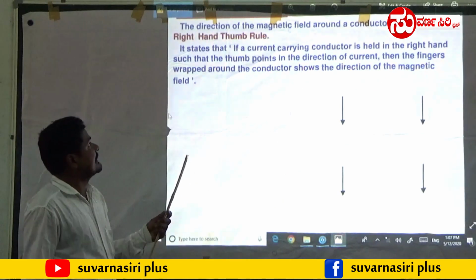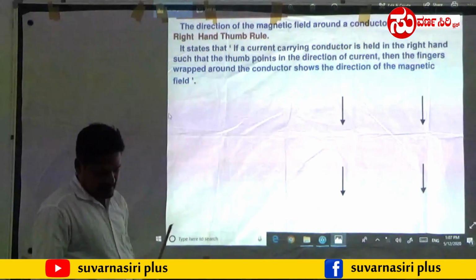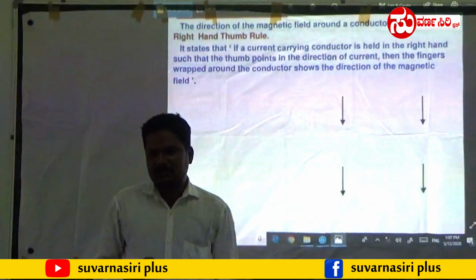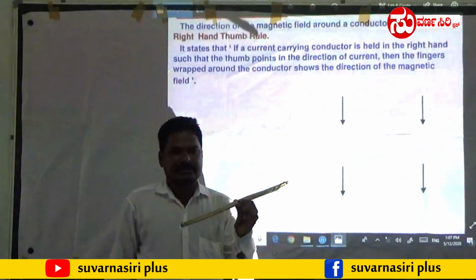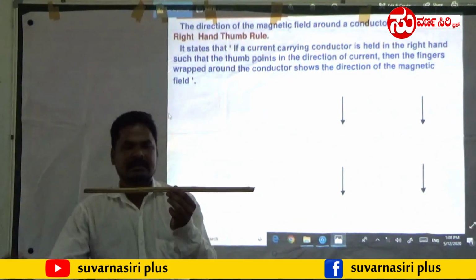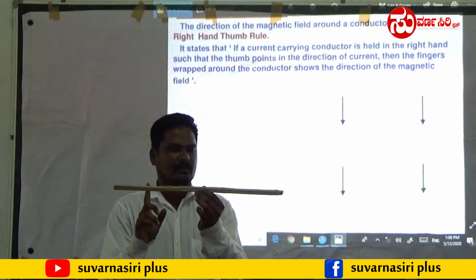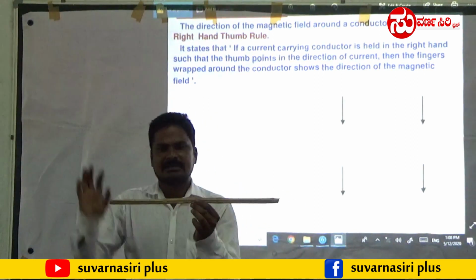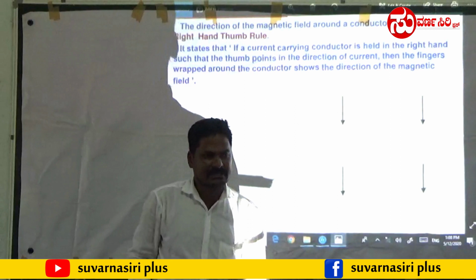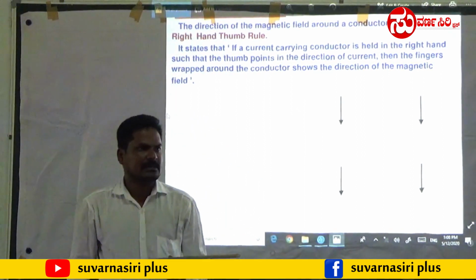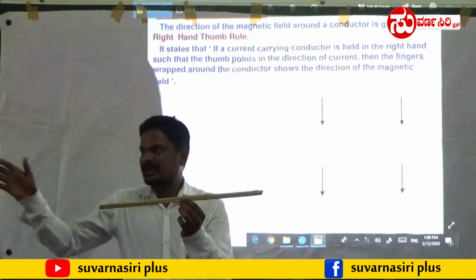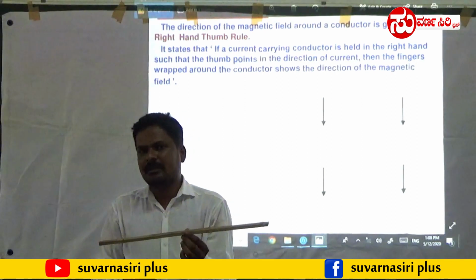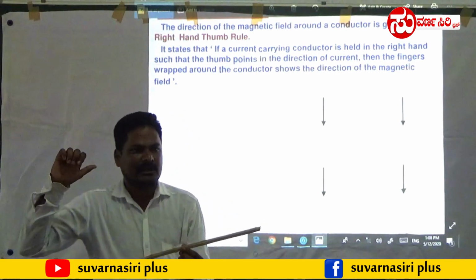And next, there is the right hand thumb rule. This is a very important rule given by Maxwell. According to this rule, what is happening? Here we consider a straight conductor. If current passes in this direction, west to east, we have to understand how the magnetic field is produced in this straight current-carrying conductor. If the current passes from west to east, what is the direction of the magnetic field?